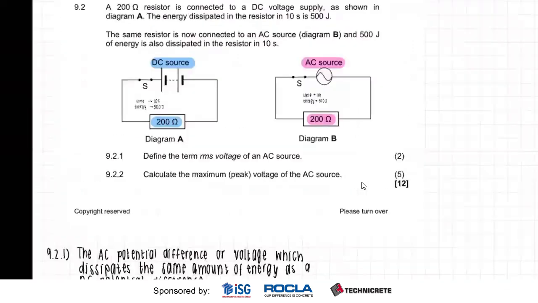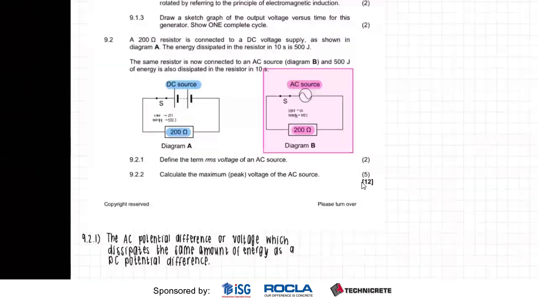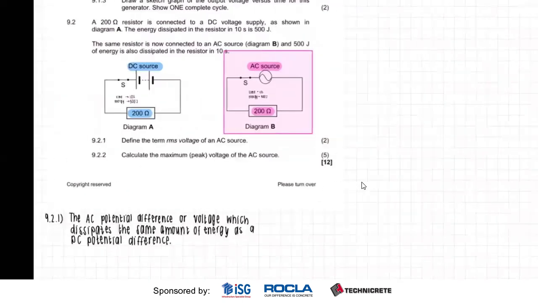Okay, now in 9.2.2, we are asked to calculate the maximum or the peak voltage of the AC source, which is this one, the pink one. The maximum or peak voltage of the AC source.